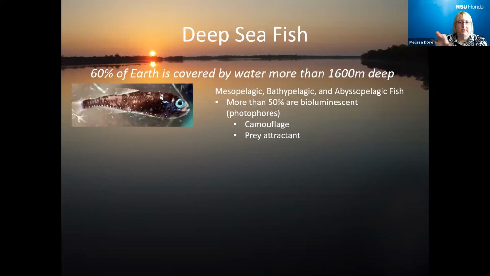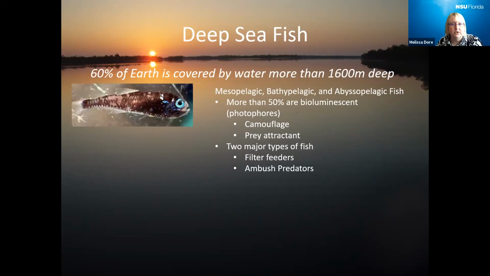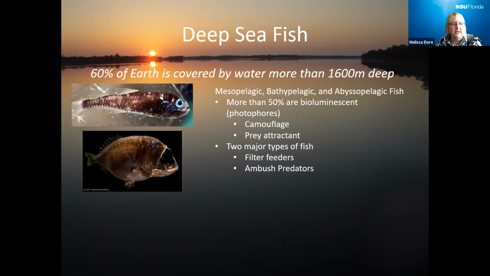Some of them, if you've ever watched Finding Nemo and you see the angler fish with that little glowing thing, that is again bioluminescence, used as a prey attractant. There are 2 major types of deep sea fish: the filter feeders that are just going around finding anything they can by filter feeding, and then the ambush predators. These are the ones that are just lying in wait and trying to find something. Here's one of our lovely pictures of one of our ambush predators.